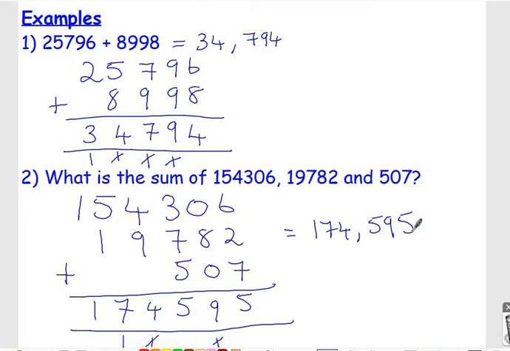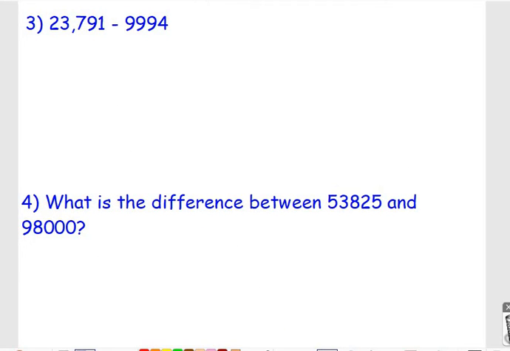Okay, moving on then to some subtracting examples. So this time, order is really important. The largest number is going on the top in the order that we read the question. So 23,791, take away 9,994.